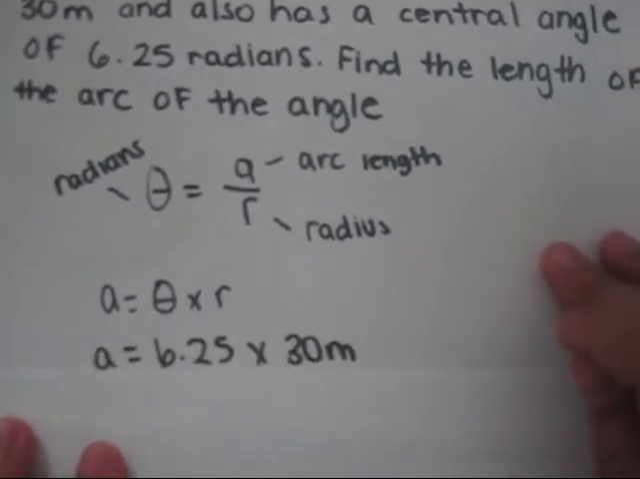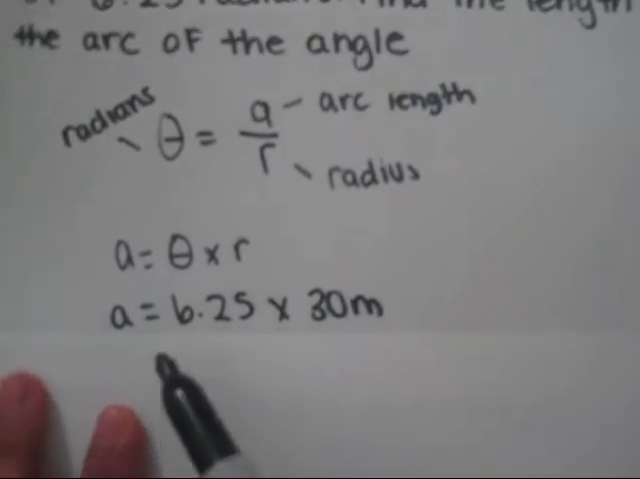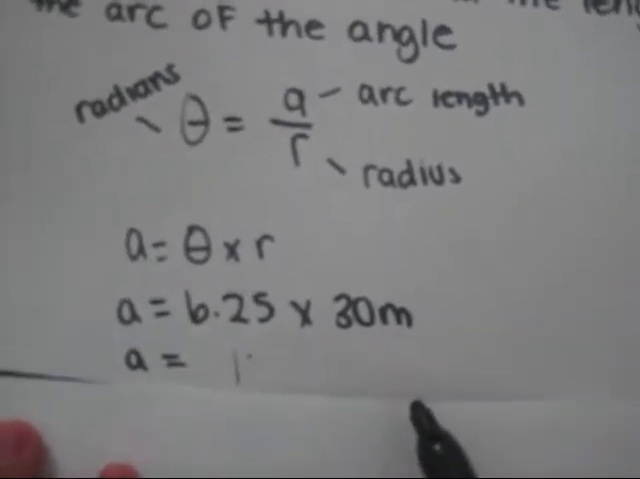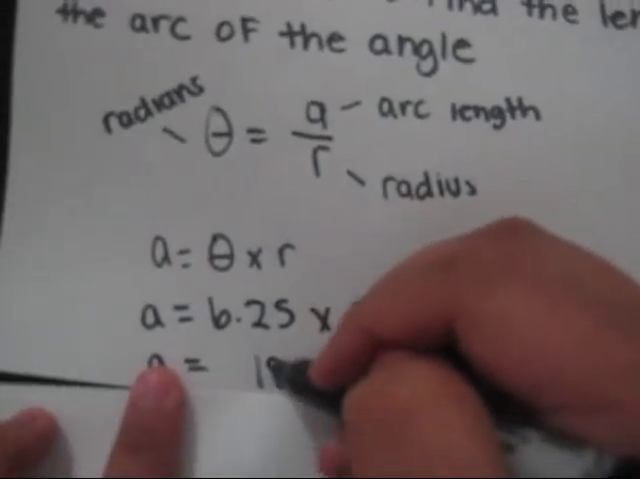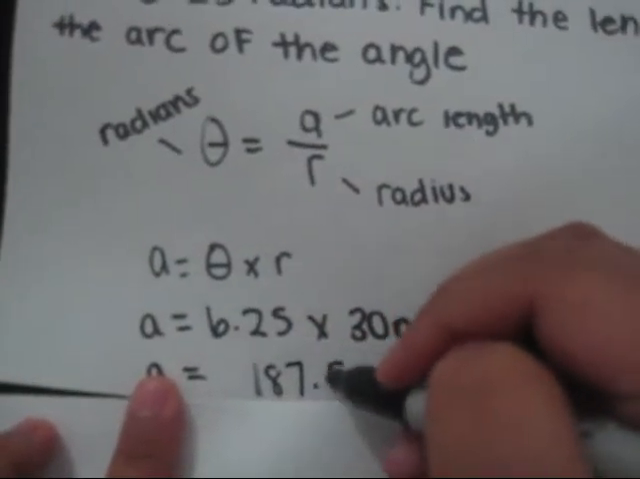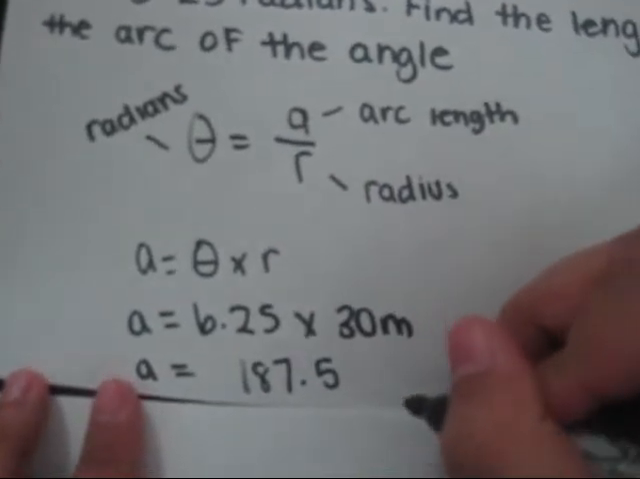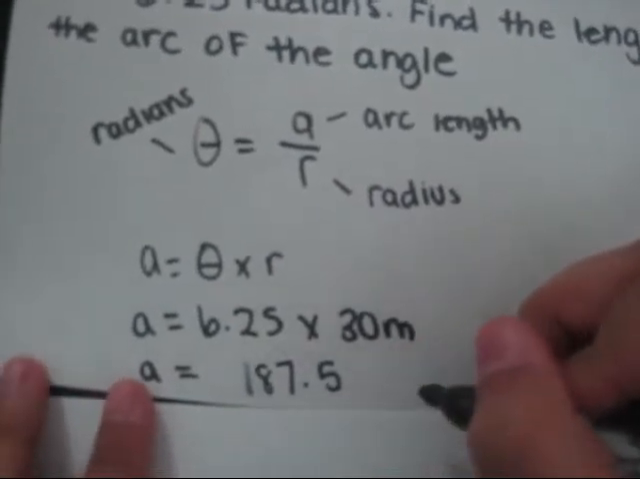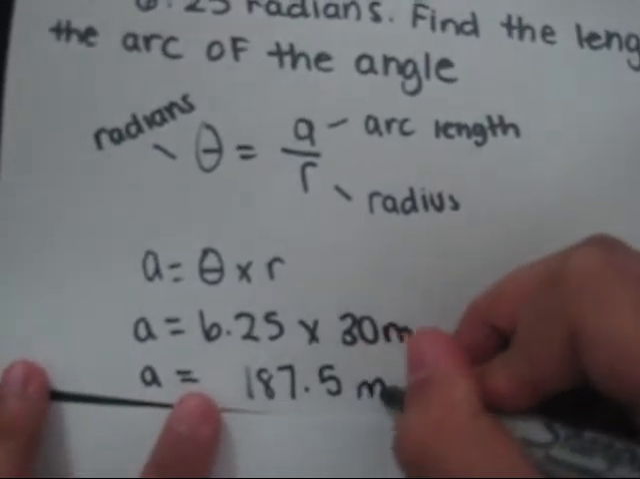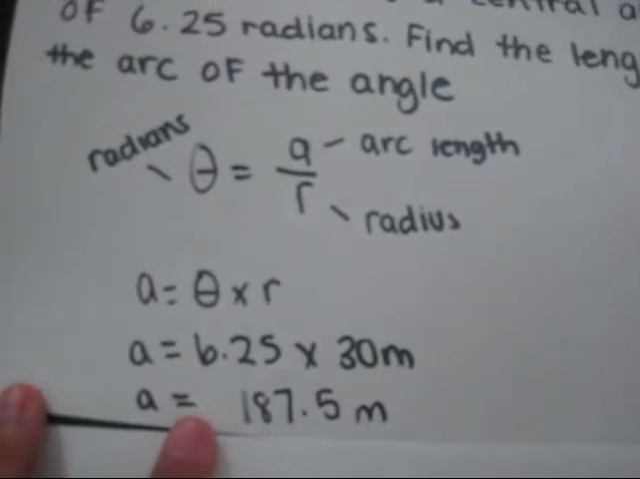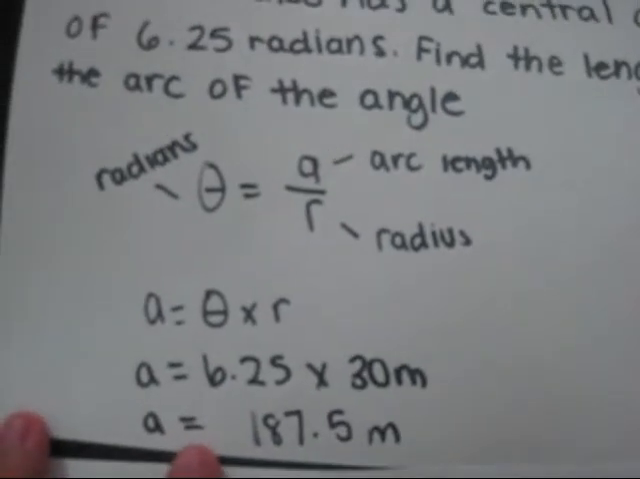So once we sub in the values given, we get A equals 6.25 times 30 meters, which gives us an end result of 187.5, which gives us 187.5 meters as our arc length. So therefore, the arc length of this angle is 187.5 meters.